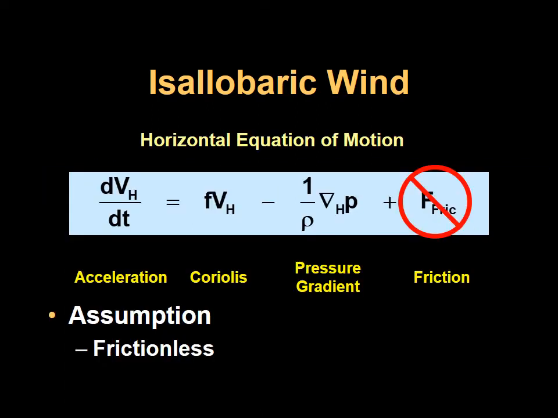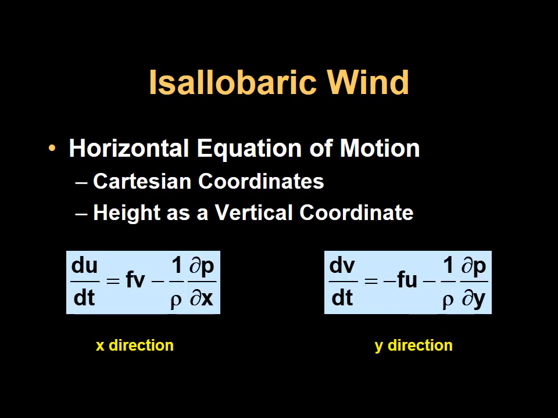So from our horizontal equation of motion, we're going to assume that the flow is frictionless. That's one assumption. And then if we do that, you can remember that we can break our components of the equation of motion into the x direction and y direction. Notice that we're keeping the acceleration term in this case. Now this is your horizontal equation of motion in Cartesian coordinates, not natural, but Cartesian coordinates, so you can see that there's x and y. And we're using height as a vertical coordinate, meaning that you're on a constant altitude chart and not a constant pressure chart.